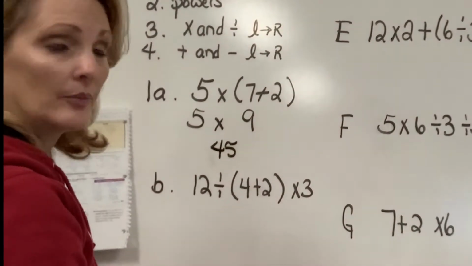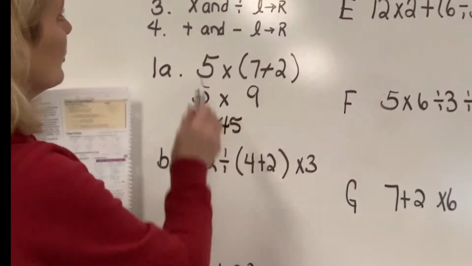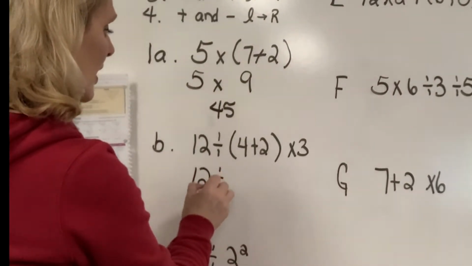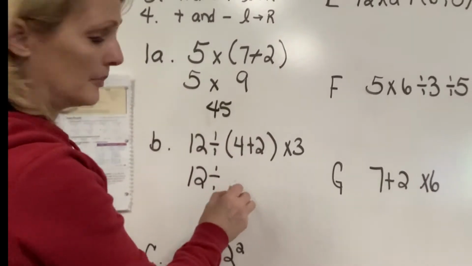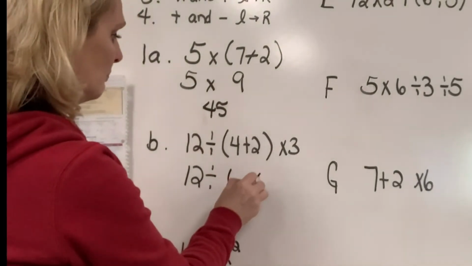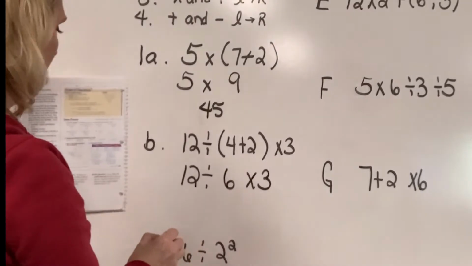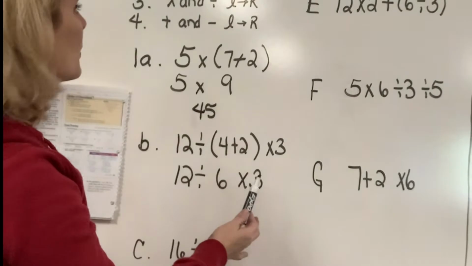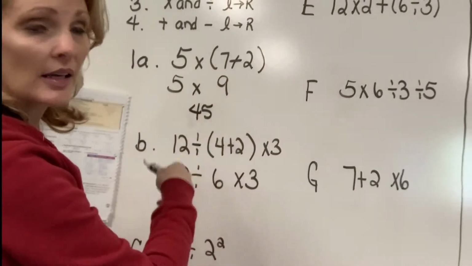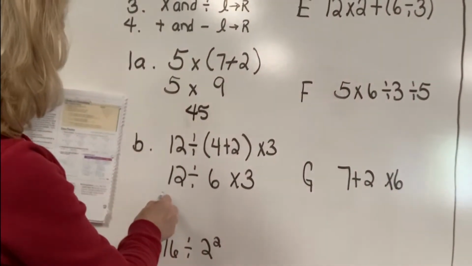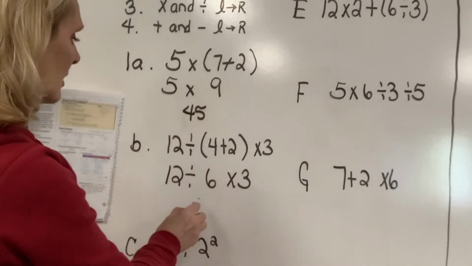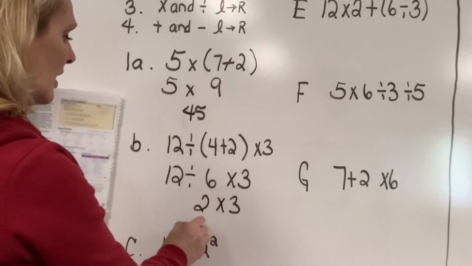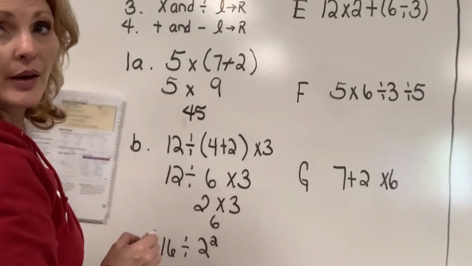Okay? B. So the very first thing says work with parentheses first. So we have 12 divided by what's 4 plus 2? 6. And then just copy the rest of the problem down. Then it says if we have powers, we work with those. We don't have any in this problem. Then you multiply and divide left to right. So we start on the left, and you'll say 12 divided by 6, which is 2, times 3, and then your answer will be 6 on that one. Okay?